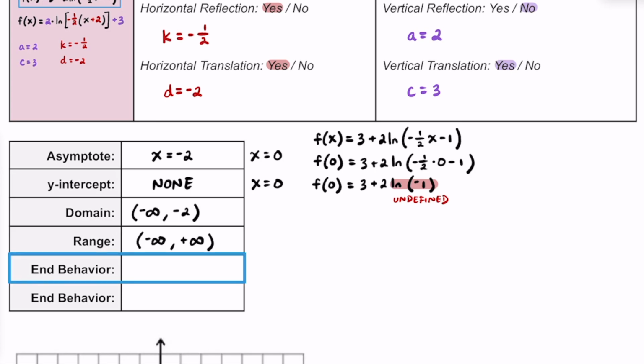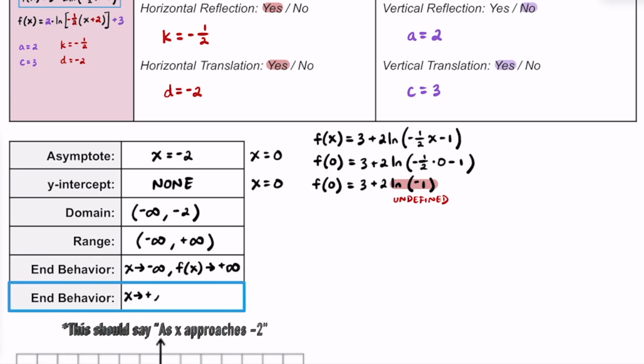Now what about end behavior? So as x approaches -infinity, or as the x values approach the left on this graph, we're going to know that f of x is going to be approaching +infinity, so it's going to be going up forever. And on the other side, as x approaches +infinity, or as the graph goes to the right, f of x is going to be approaching -infinity.